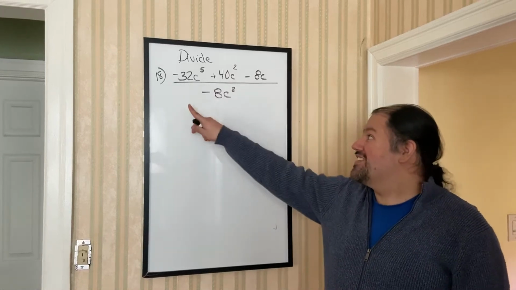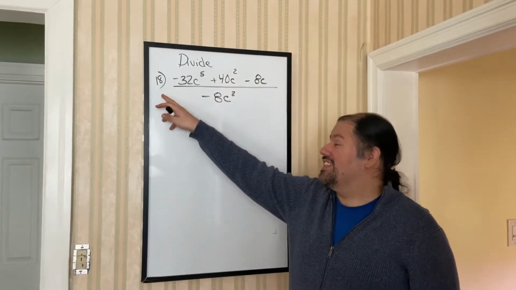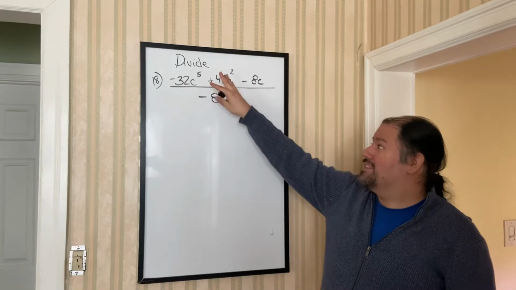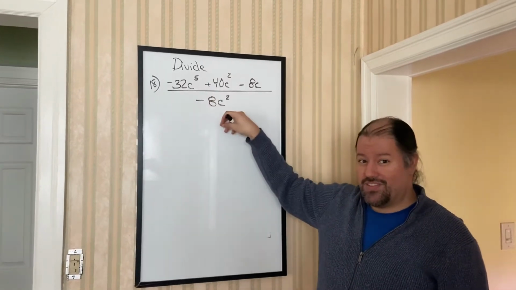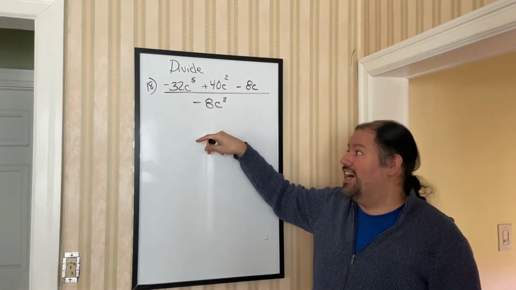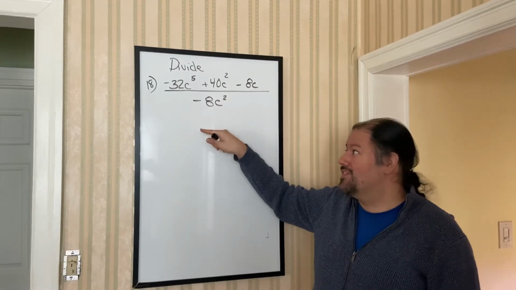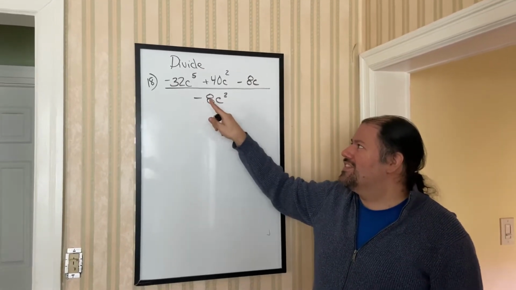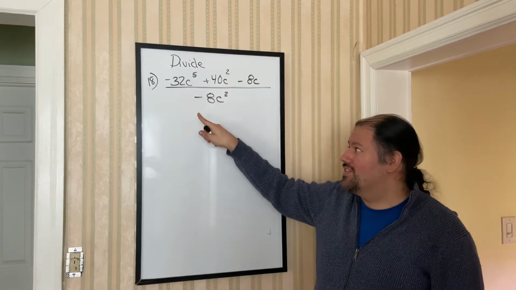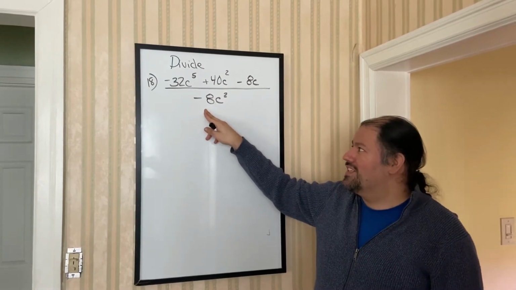So here we have another sample question. This is number 18. This one has to do with division of polynomials. So the last group, the last 5 are all about multiplication of polynomials. Now there are 2 different types of division problems. We'll start with the easier one right here.